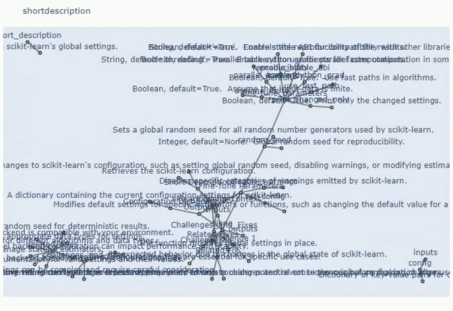Use fast path: boolean. Default true. Use fast paths in algorithms. This setting allows scikit-learn to use faster computation paths when possible. It's generally safe to leave it enabled unless you encounter problems.